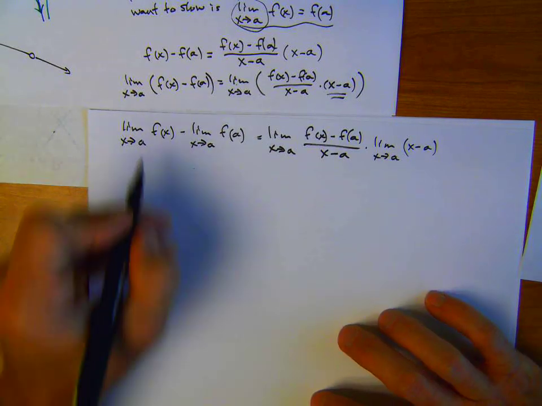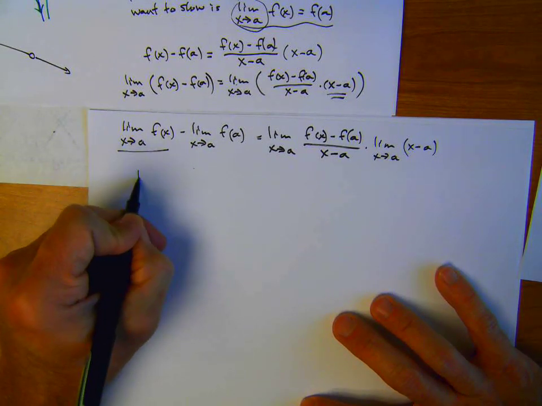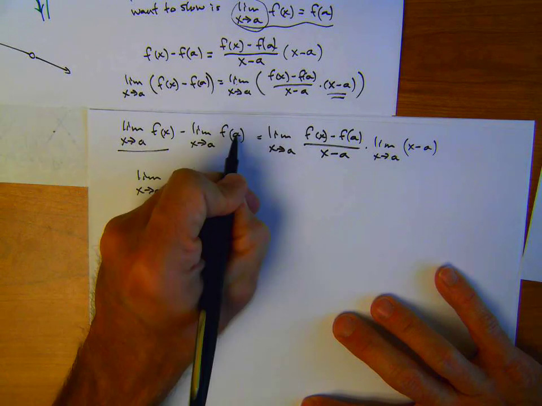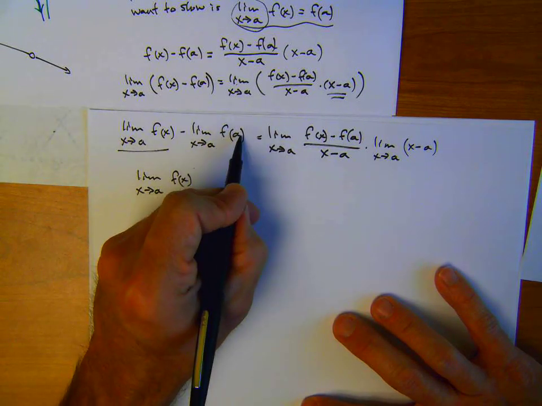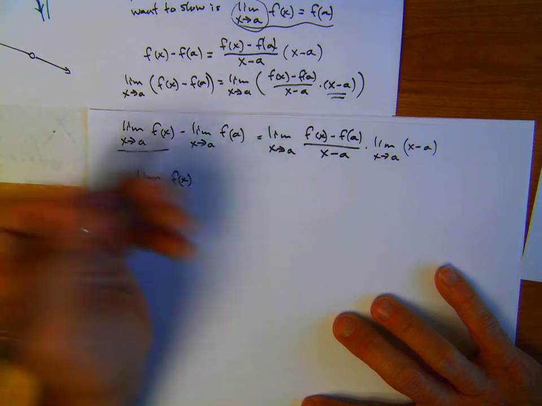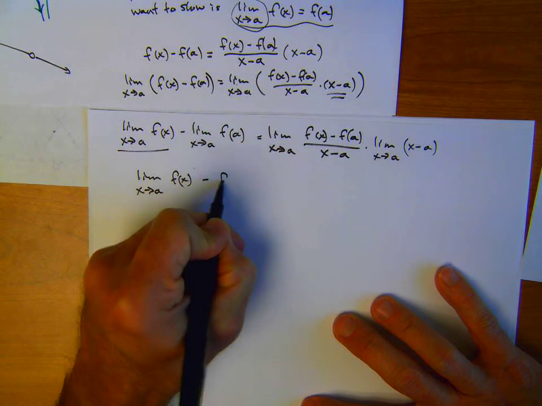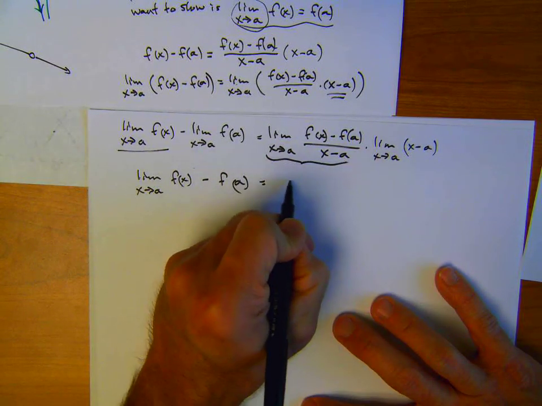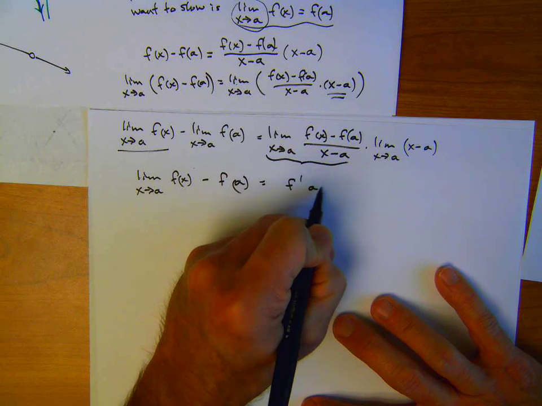Okay, now this I don't know anything about yet. But notice f of a is just a function, right? It's the function evaluated at some particular point a. So the limit of a constant is just the constant. So that's just going to give me f of a. This piece right here, that is the definition of f prime of a.